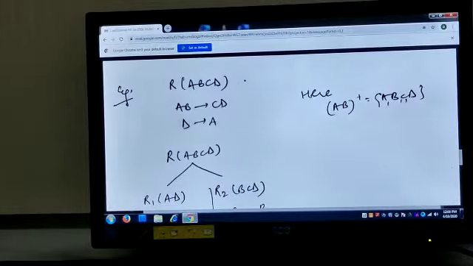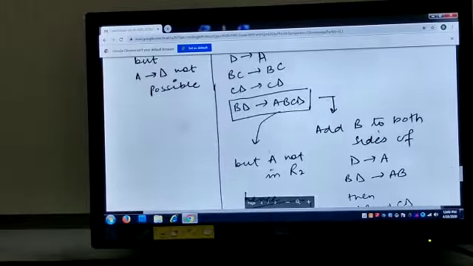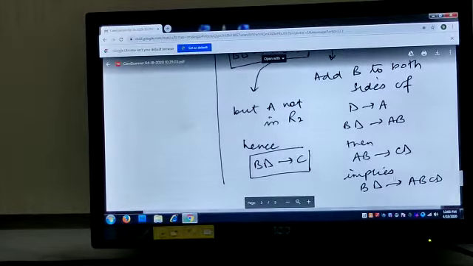So BD to AB means A is dependent on BD, B is dependent on BD. And when we are having BD to AB and we are having AB to C, I can say that C and A both are dependent on BD. In short, if we add B to both sides of D to A, then we can say AB to CD implies BD to ABCD.